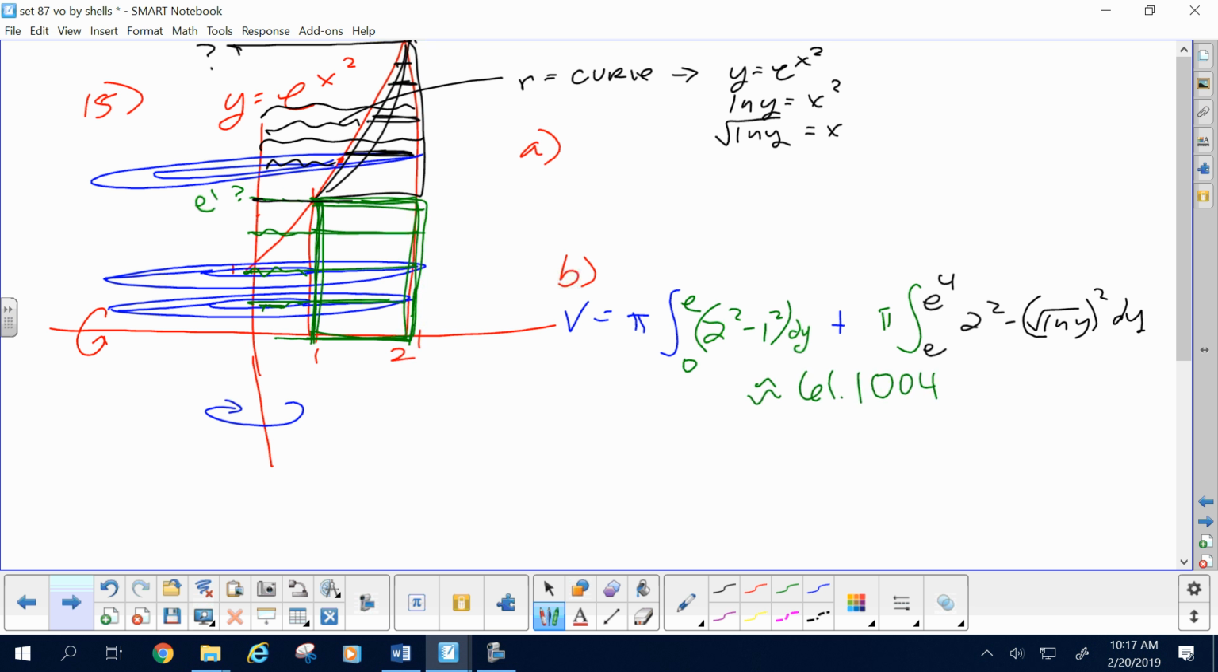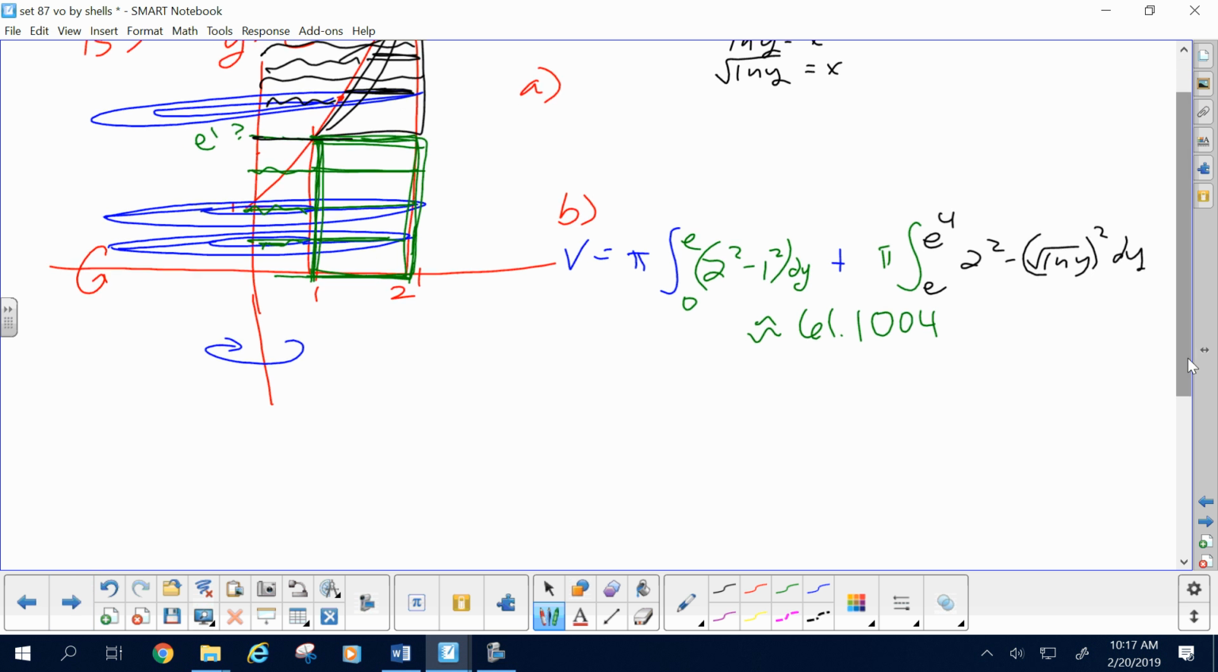Now that you know shells, because it'll be a heck of a lot easier to use shells.